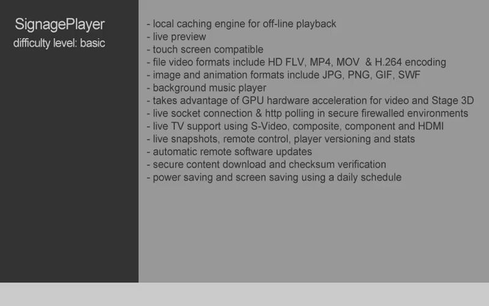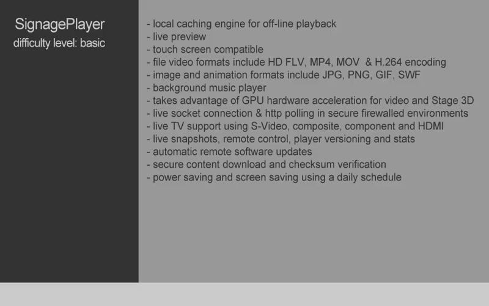It will use a live socket to connect to our server, but if you have a very tight firewalled environment, it's going to actually fall back to HTTP polling to try and also connect to the backend servers. If you wanted to connect live TV via dish or cable, that's also supported, and we do have separate video tutorials for that. One of the really cool things about the Signage Player is that it allows you to do live snapshots, so you can see exactly what's running at your remote locations from the Signage Studio.